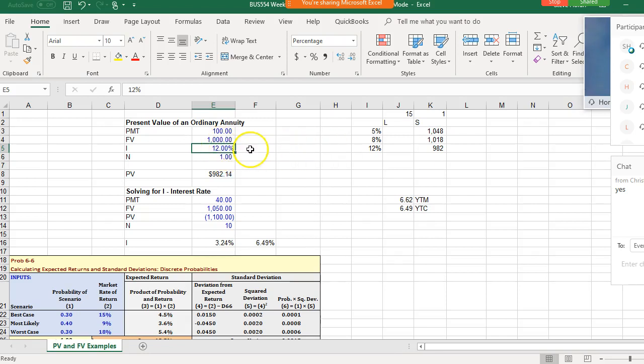Let's do the same exercise for 15 years, and that's for the L. So I'm going to put 15 here. I'm going to start at the lowest number first. I'll go to the 5. So at 5%, the value is 1518. I'll change that to 8%. It becomes 1171. At 12%, the final number, it becomes 863. Actually, 864 if I round.